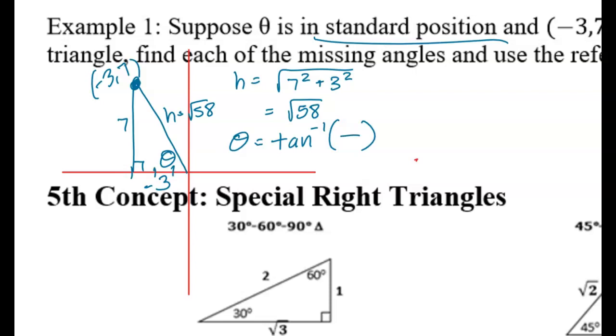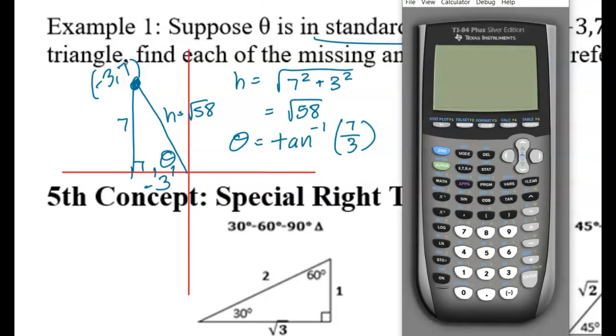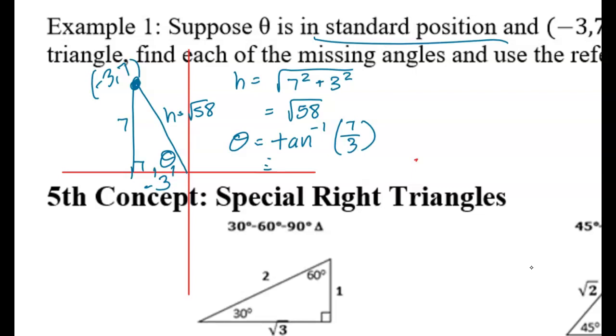Exactly. So, 7 over... I think that should be 3. Don't do negative. Okay, grabbing my calculator. I have to use inverse, but don't forget to hit second. Tangent inverse of 7 over 3 is 66.80 degrees.